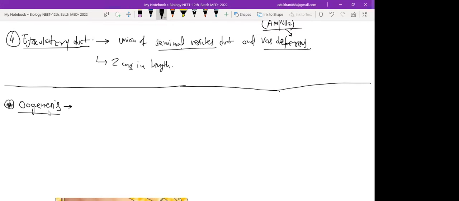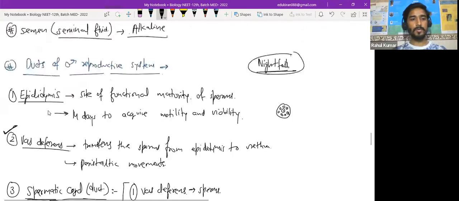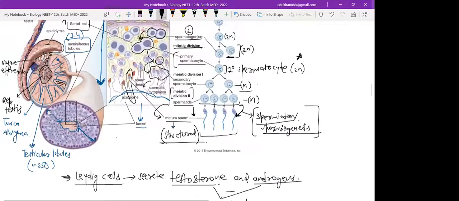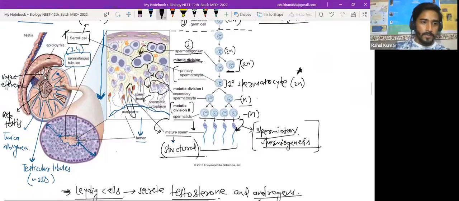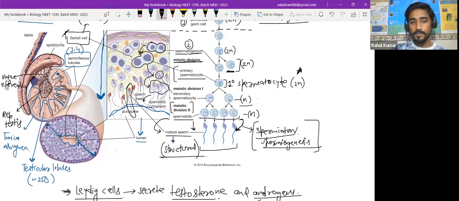So, what's Vasa efferentia? Vasa efferentia is this thing. That is also a duct which I have skipped. Can you see these coiled structures? Is my cursor visible to you? Yes. Vasa efferentia is just to transfer the newly formed sperms from the testes. So it forms a junction between the testes and epididymis. This is what I have marked here, Vasa efferentia. Is it clear? Yes, sir.